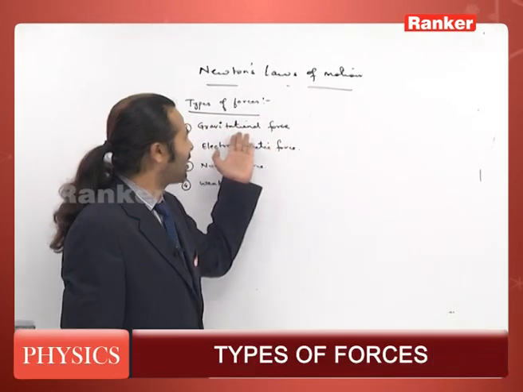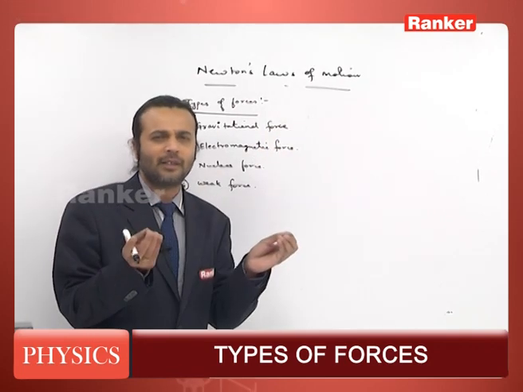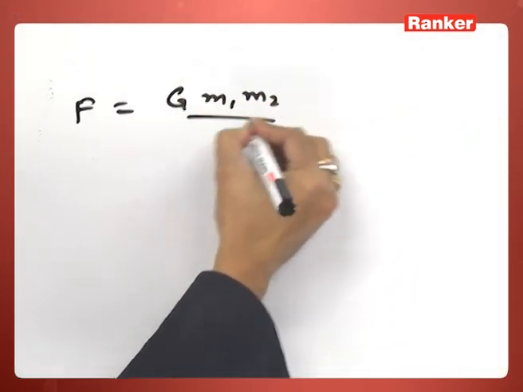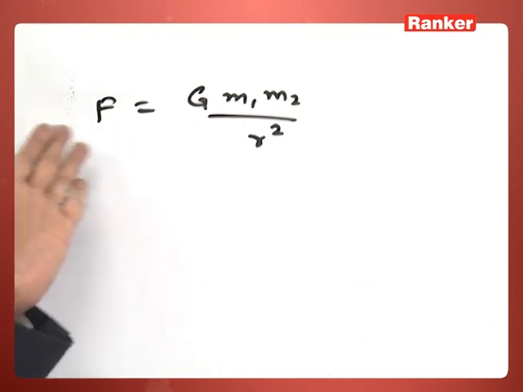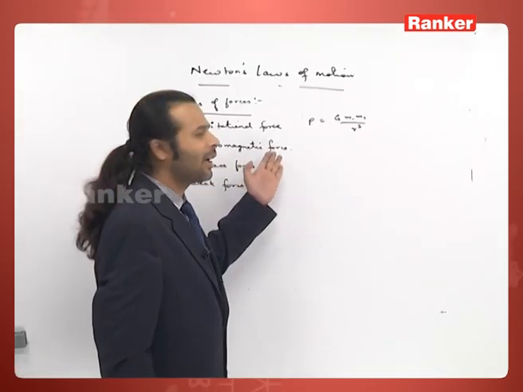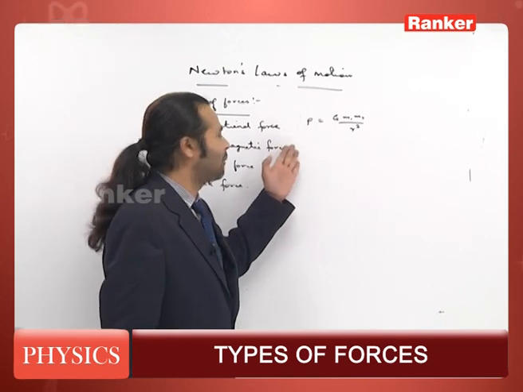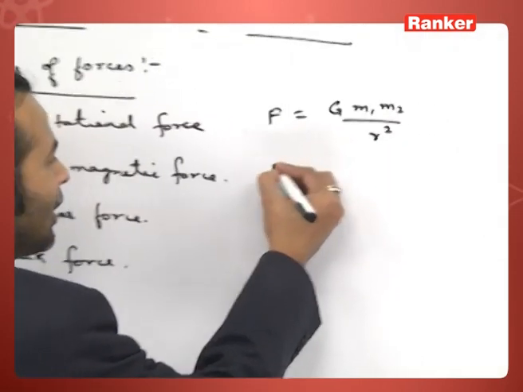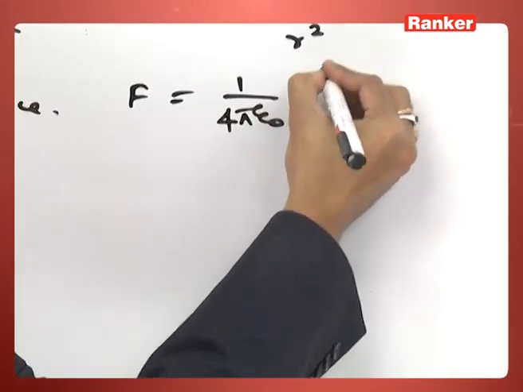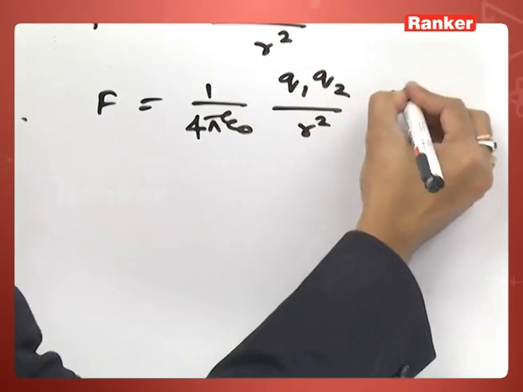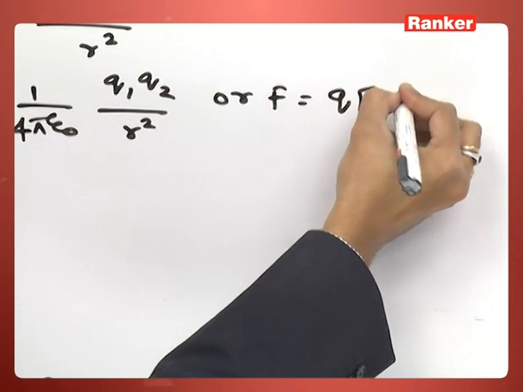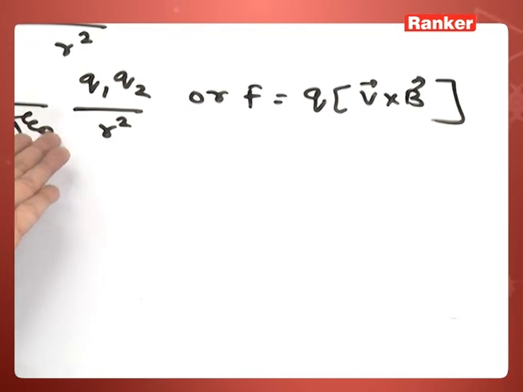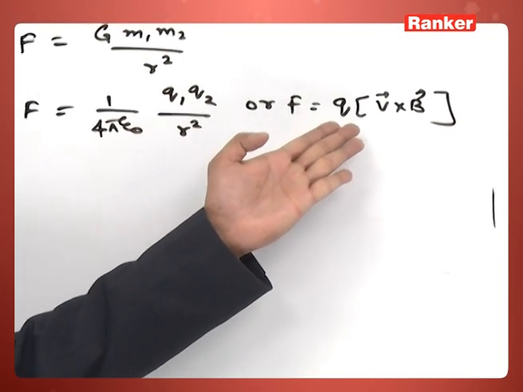Gravitational force we will define like a force between two masses is defined as G m1 m2 divided by r square. Detailed we will discuss when we go to the gravitation chapter. Electromagnetic force, here we will discuss force between two charges, like charges repel, unlike charges attract, that is F is equal to 1 by 4 pi epsilon naught q1 q2 by r square, or we can have F is equal to q into v cross B. That we will discuss when we go to the chapters of electrostatics or magnetism.